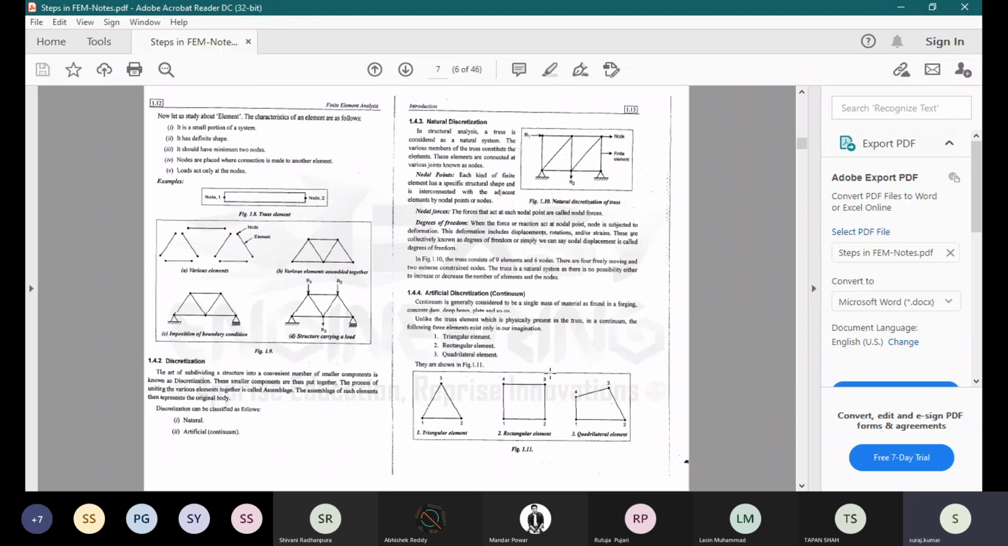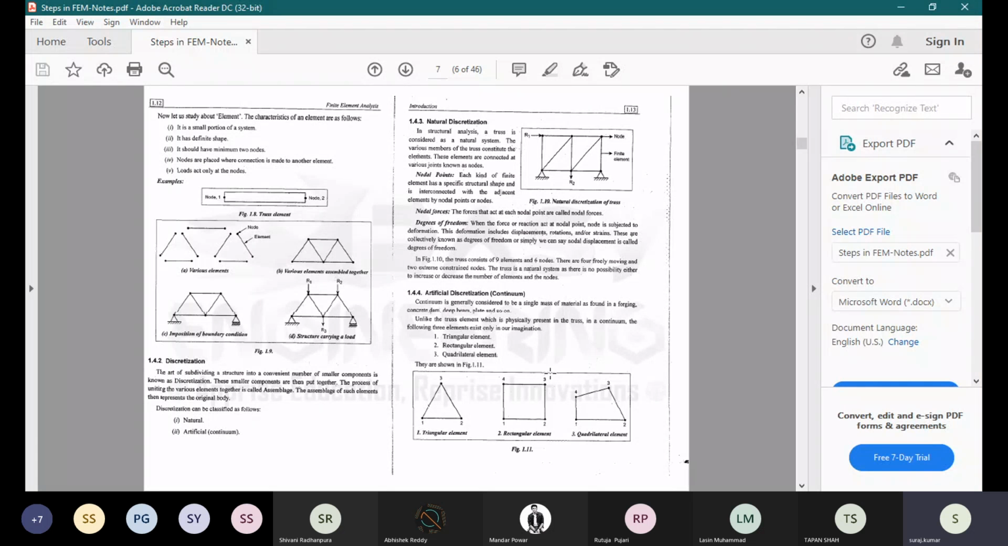So it is of two ways. One is natural. In case of a truss, the elements are already available, you don't have to imagine anything, you just have to number them. But in case of heavier structures, like sometimes a concrete dam or plates, we don't have any physical elements that can be directly identified from the geometry. So in that case, the situation is a little bit complex.